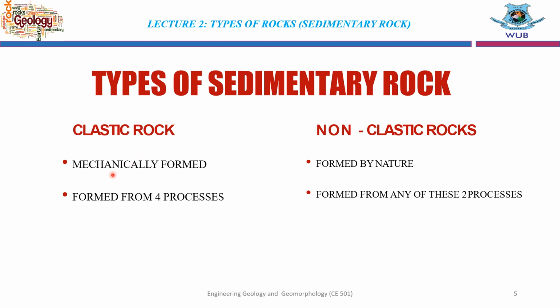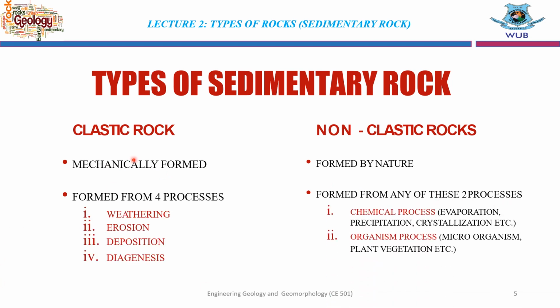Clastic rock is mechanically formed, and non-clastic rock is formed by nature. This is actually a chemical process, or a physical process, formed from either of these two processes. Now, clastic sedimentary rock actually forms through these four processes: weathering, erosion, deposition, and diagenesis. And non-clastic rocks are formed during chemical processes: evaporation, precipitation, crystallization, etc. Also organism processes, microorganisms, plant vegetation.